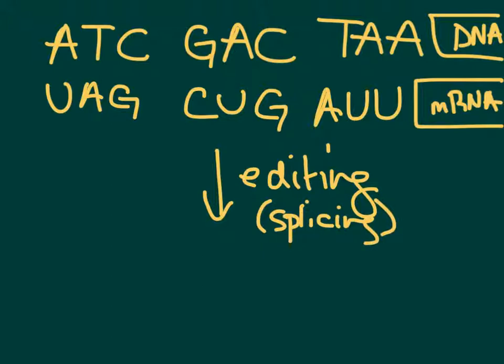So in the process of transcription, a cap gets added to the end of the RNA. And sections of the RNA get edited out. So they get spliced out.